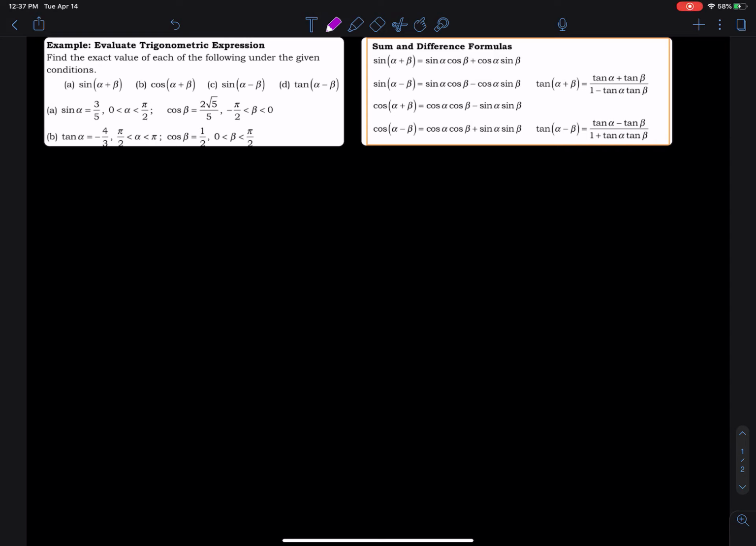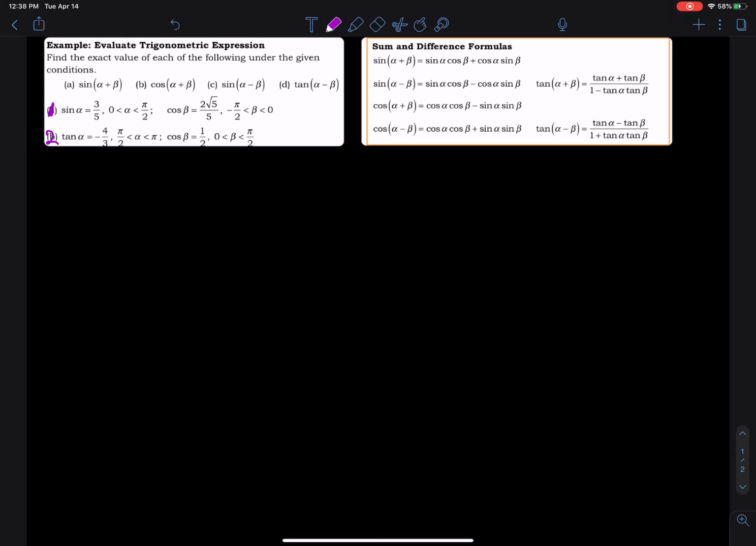Welcome to part 2. In part 2, we are going to look at another example. I want to find the exact value of each of the following under the given condition. For A, B, C, D, I have sine of alpha plus beta, cosine of alpha minus beta, and tangent. If you think that the numbering is too confusing, you can take that as number 1 and that as number 2. For number 1, I have a sine alpha and a cosine beta.